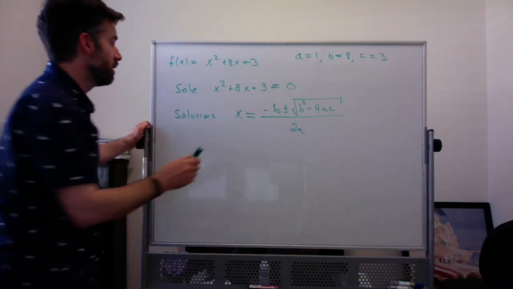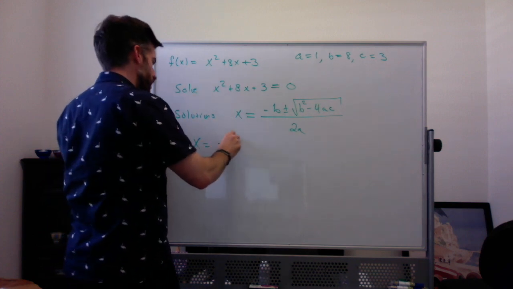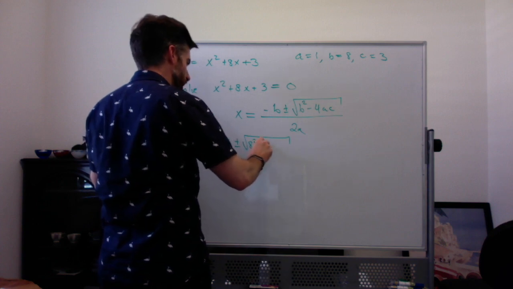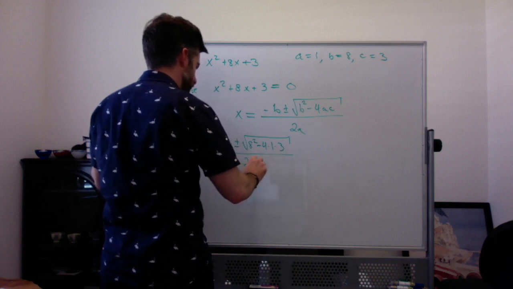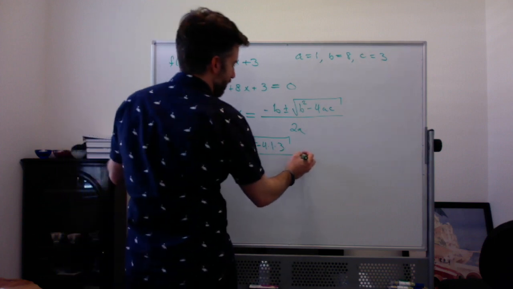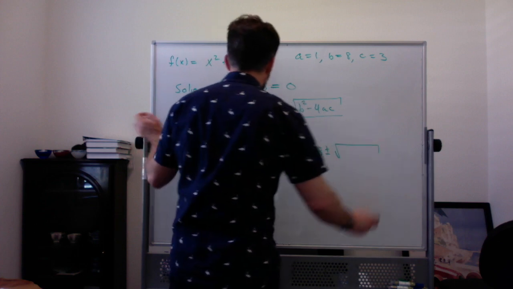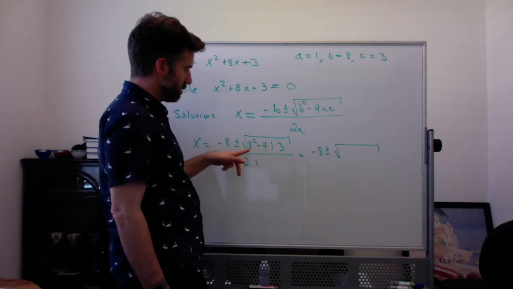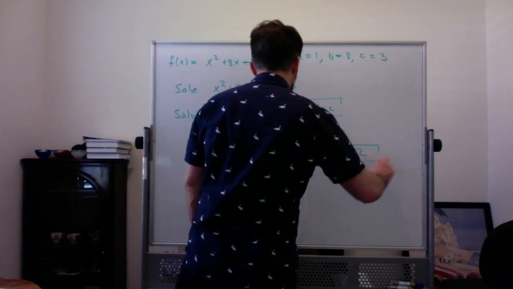the coefficients. So here we get x equal to negative 8 plus or minus the square root of 8 squared minus 4 times 1 times 3, all over 2 times 1. And we should simplify this as much as possible. This is negative 8 plus or minus the square root of 8 squared is 64. 4 times 1 times 3 is 12. So 64 minus 12 is 52, divided by 2.